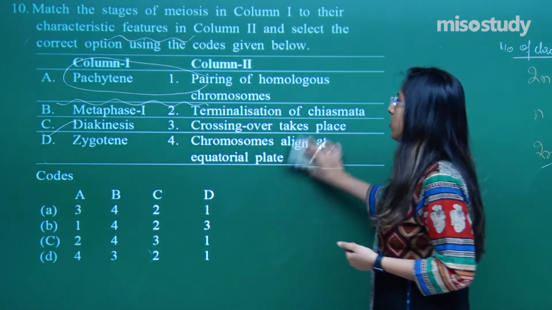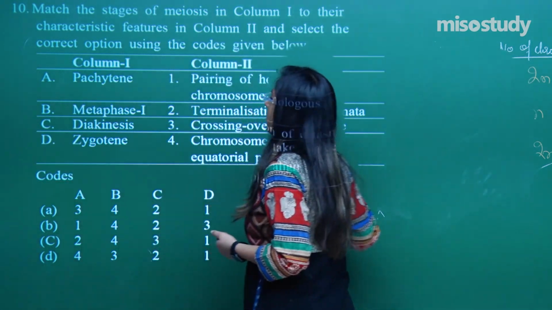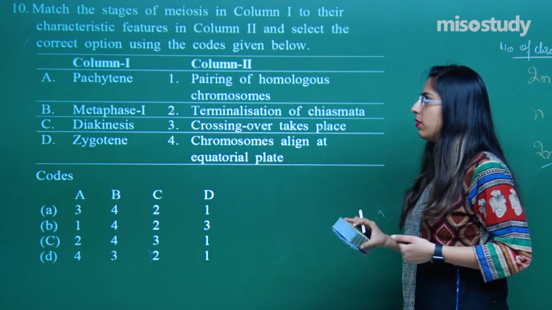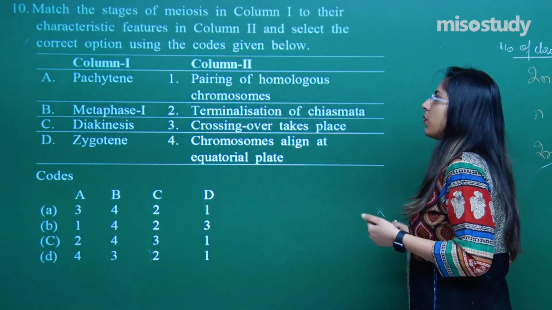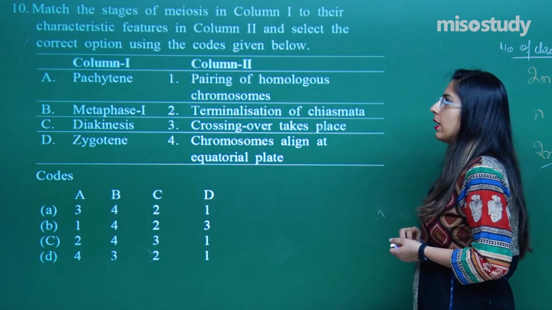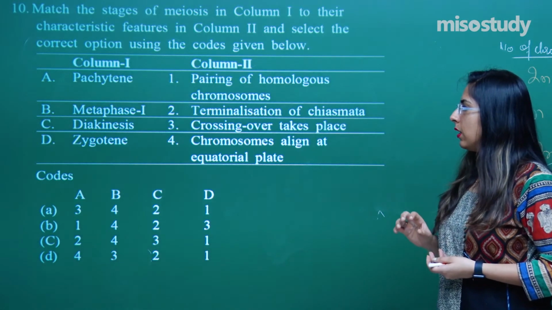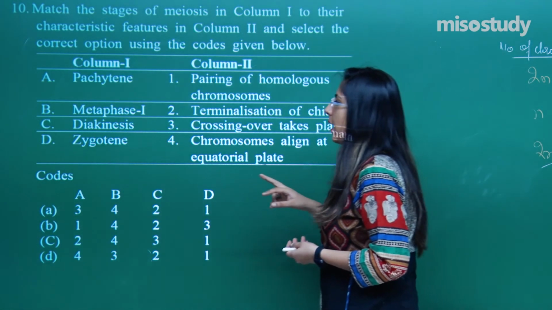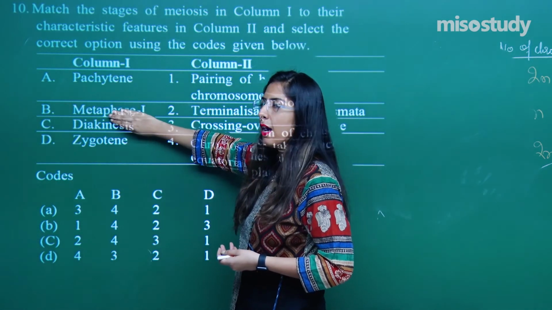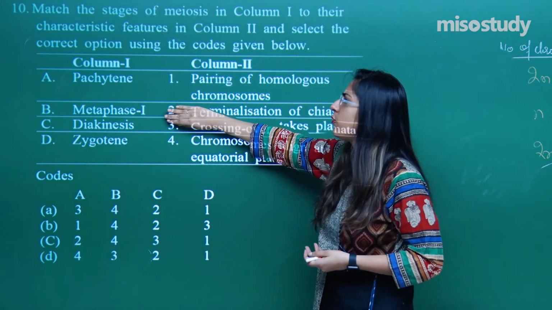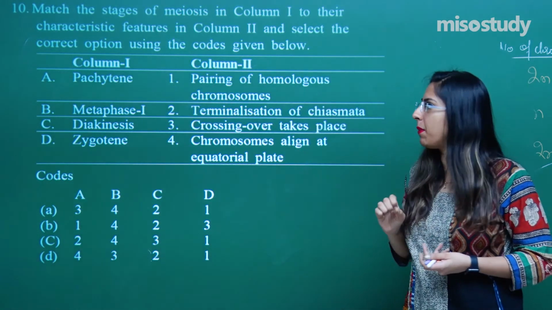Let's look at question number 10. Now let's discuss meiosis. We have to match the stages of meiosis given there: pachytene, metaphase, diakinesis and zygotene. These are the different stages, and we have studied these stages in mitosis also. Now how can you remember these things?